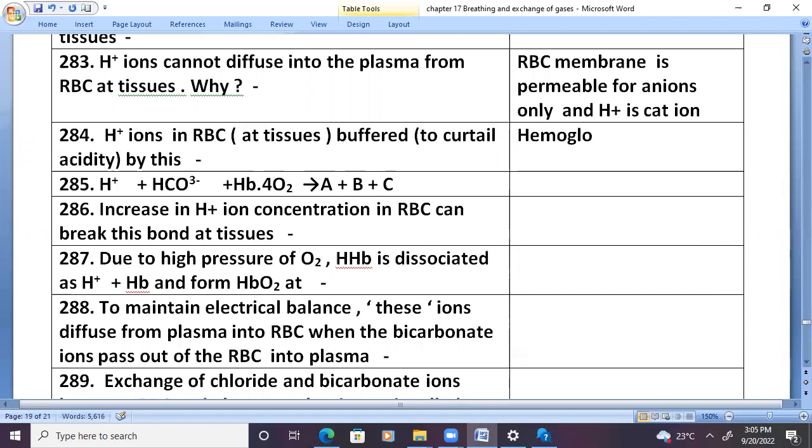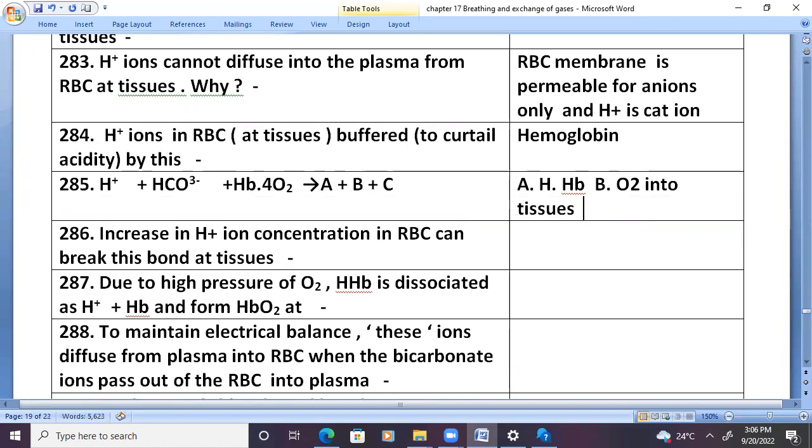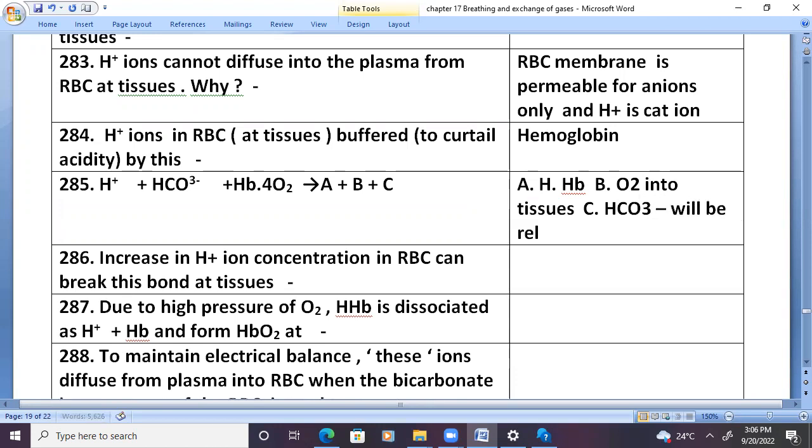Hemoglobin acts as a buffer. H plus, HCO3 minus, plus HbO2, A, B, C, what does it result in? The hydrogen binds with hemoglobin, then oxygen will be liberated into the tissues. Here it is happening at tissues. So what will be the C? The bicarbonate ions, HCO3 minus, will be released out into the plasma.